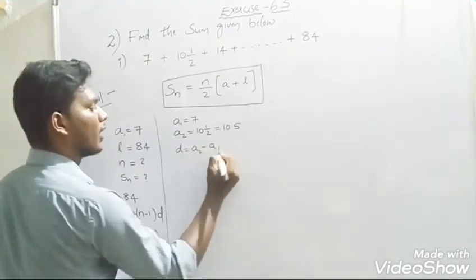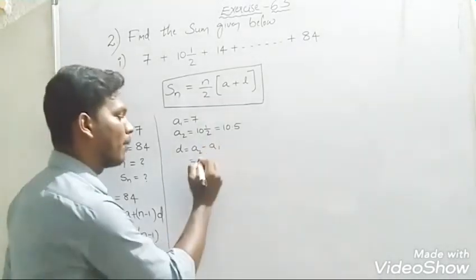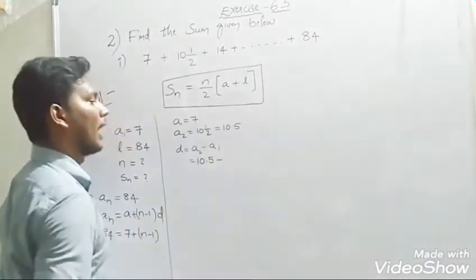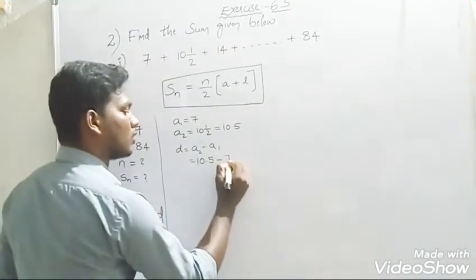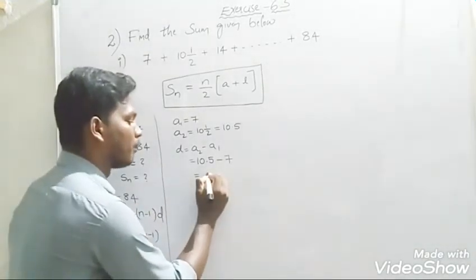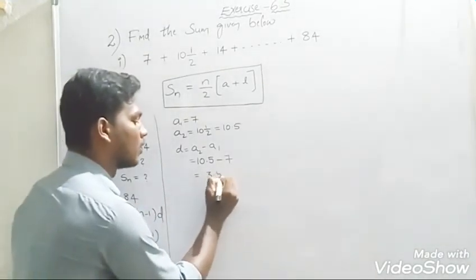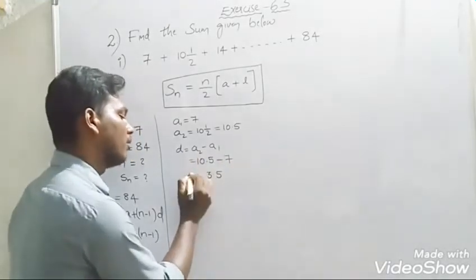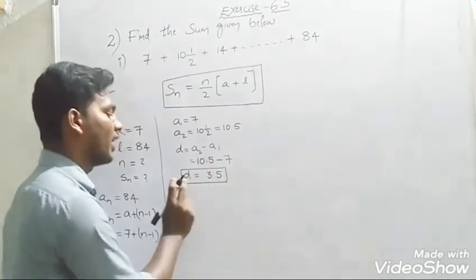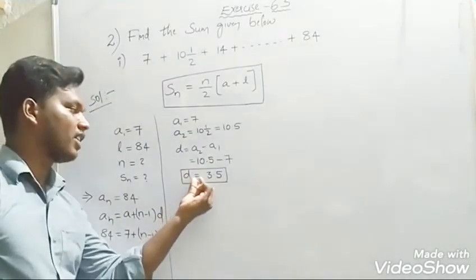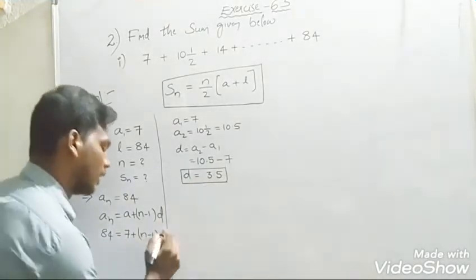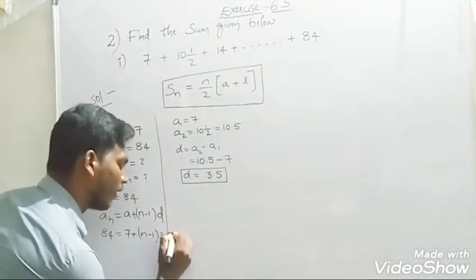So the common difference d is equal to a2 minus a1. Here what is a2, friends? 10.5, right? So a2 is 10.5 minus a1, which is 7. What is the value of 10 and a half minus 7? It will be 3.5, right? So 7 plus 3.5 will be 10.5. So finally we got the common difference d is equal to 3.5. Now substitute the value of d here. So 3.5. Okay, friends?